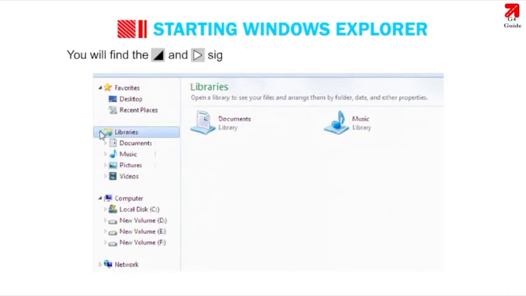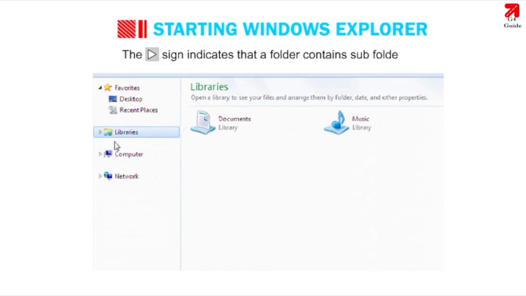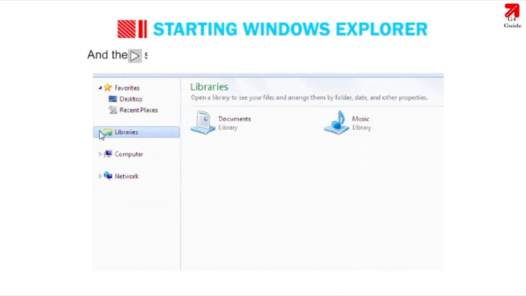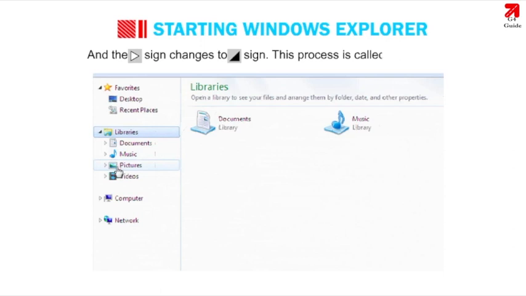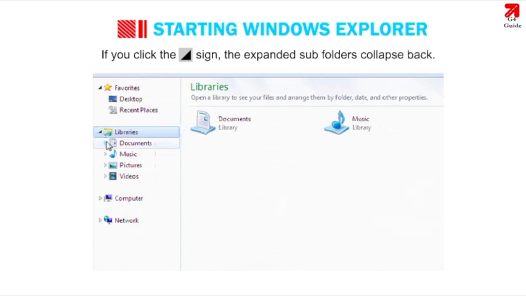You will find a sign placed before the disk drive or folder name. The sign indicates that a folder contains subfolders. Clicking the sign will display the subfolders inside the folder and the sign changes to another sign. This process is called expanding. If you click the sign, the expanded subfolders collapse back.